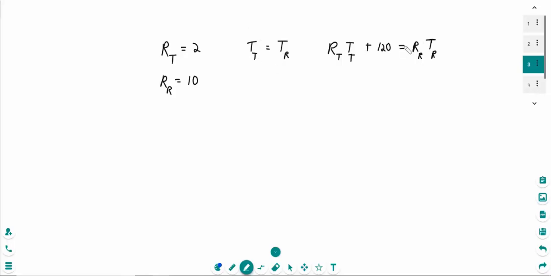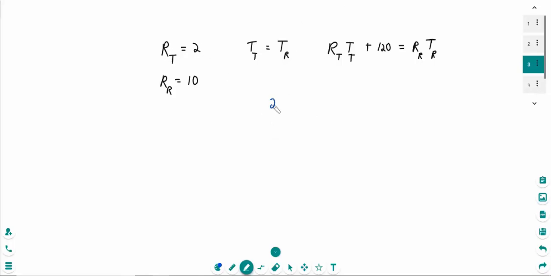So if we go to the larger equation here, R sub t, we do know what R sub t is. T sub t, we don't know. R sub R, we do know. T sub R, we don't know, but there's a trick here. We do know that T sub R is equal to T sub t. So we kind of know what it is. We're going to go to this large equation, and we're going to start plugging things in. R sub t is equal to 2.